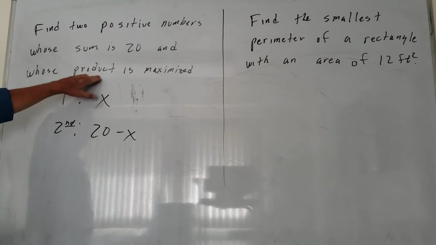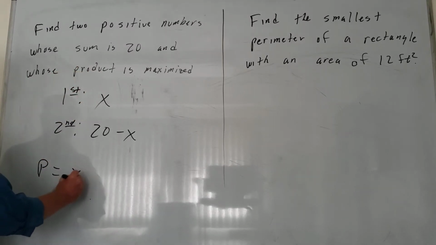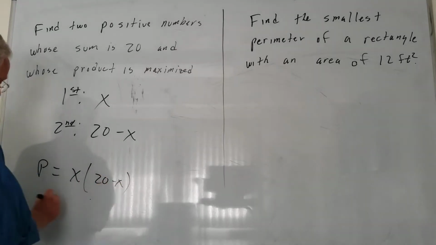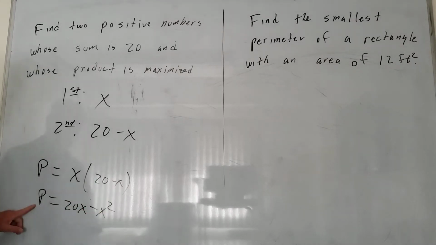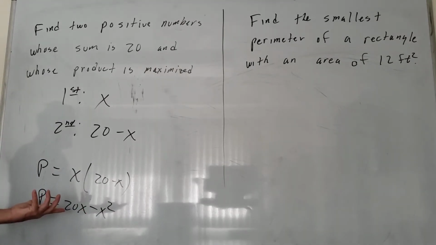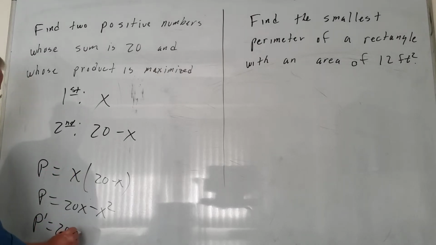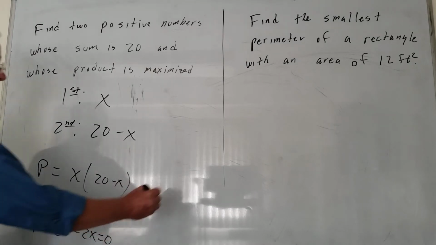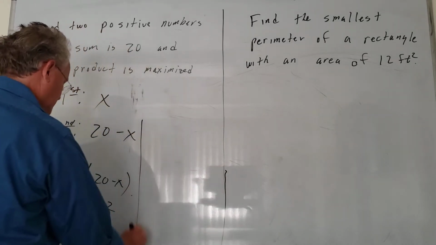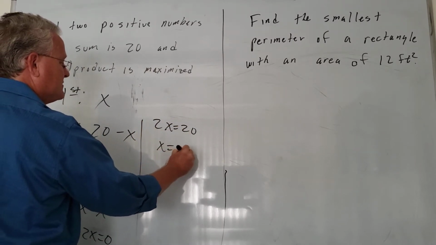Now, we want the product of these numbers to be the biggest. So what is the product? It's x times 20 minus x. If we distribute, we get 20x minus x squared. So this is the product. Now we take the derivative and find the critical numbers. The derivative is 20 minus 2x. When I set that to 0 and add 2x to both sides, we get 2x equals 20. So we divide and we get x equals 10.